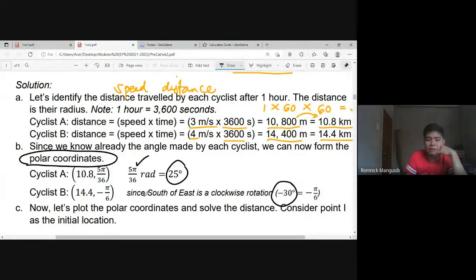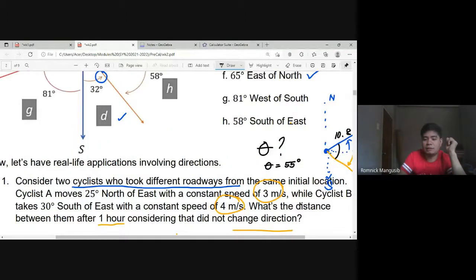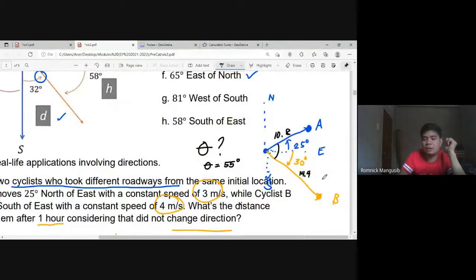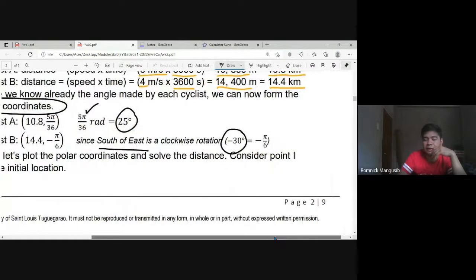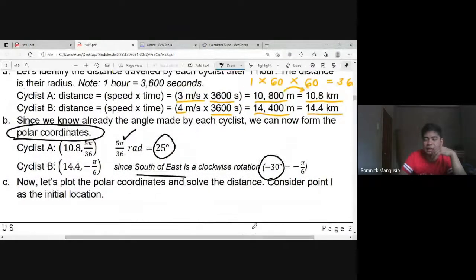Bakit siya negative? Kasi south of east. Okay? Ibig sabihin, kumbaga, nasa quadrant 4 siya. Nasa quadrant 1 si cyclist A, nasa quadrant 4 naman si cyclist B. Kaya negative ang kanyang rotation kasi it indicates clockwise rotation.